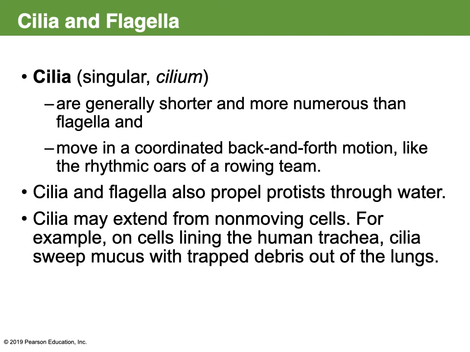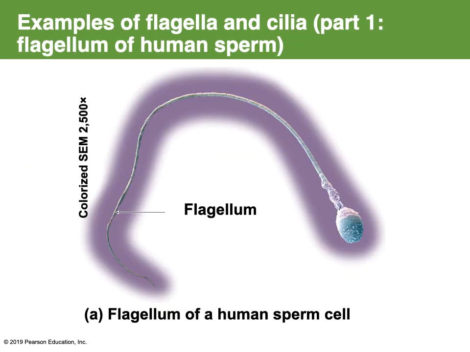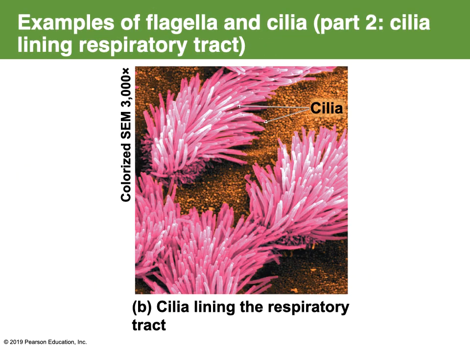Now we typically think of these two structures as propelling protists through water. But you also can have cilia extending from non-moving cells. For example, on cells lining the human trachea, commonly called the windpipe, cilia sweep mucus with trapped debris out of the lungs. So it's neat. These are cilia on non-moving cells.